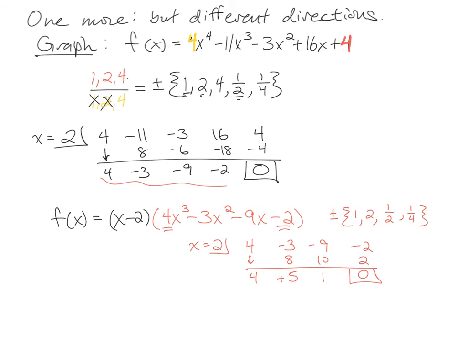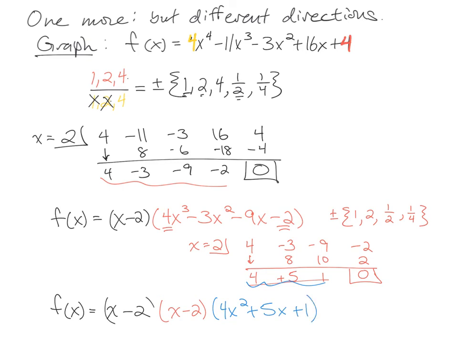So now I have a factor, or factored form, of this function would be x minus 2, another x minus 2, times, and I'm going to put this one in blue, 4x squared plus 5x plus 1. See, now we have something quadratic, and we can see if this factors. So I want to point something out before I finish this on the next slide.